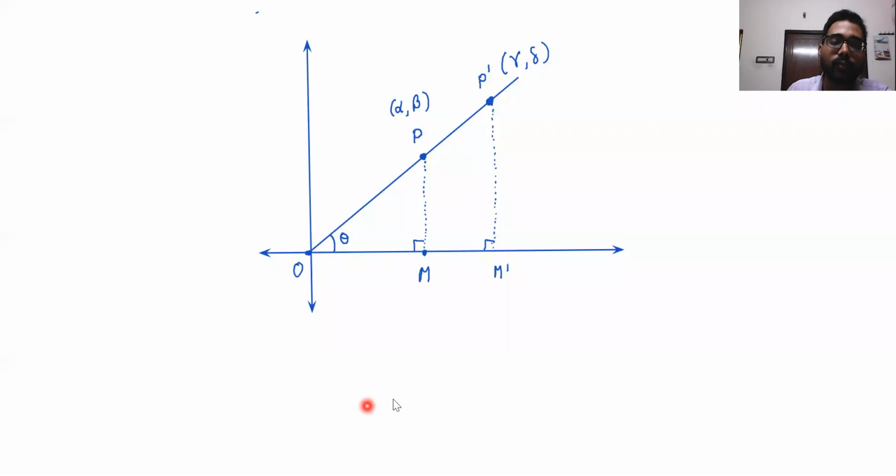So now let us see the definition. From definition, what is the cos theta? If I take point P, cos theta is going to be alpha upon OP, and sin theta is going to be beta upon OP. Now if I take P dash, same thing, cos theta is gamma upon OP dash, and sin theta is going to be delta upon OP dash.